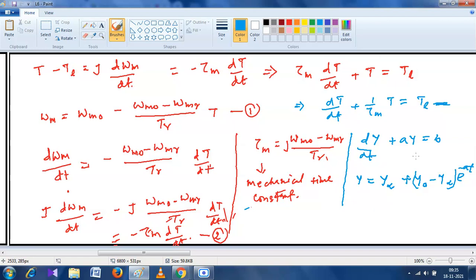So if we have an equation like dy/dt plus ay is equal to b, the solution of this equation is y is equal to y infinity. That means if the value of t tends to infinity, at that time the value of y is y infinity, plus y0. Y0 is the initial value. When the value of t is equal to 0, at that time what is the value of y? This is y0 minus y infinity into e to the power minus at.